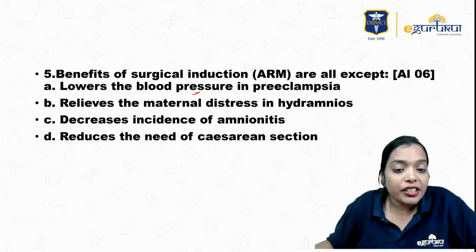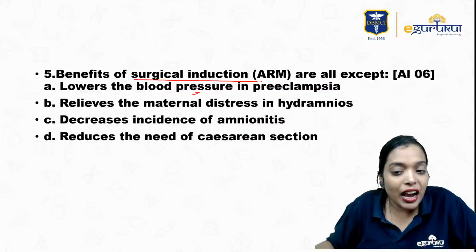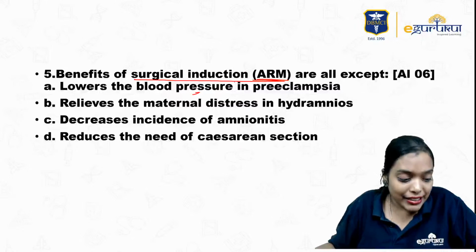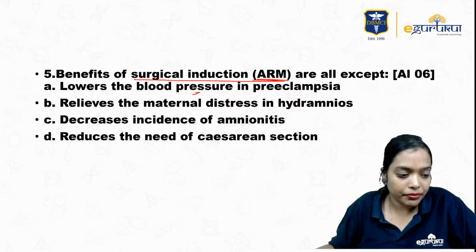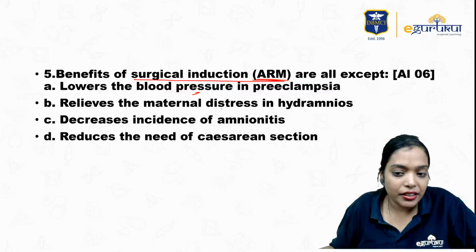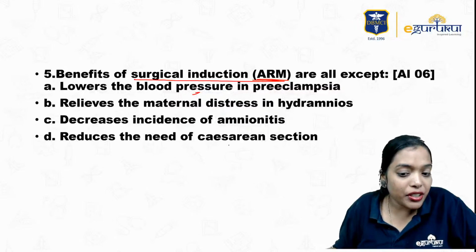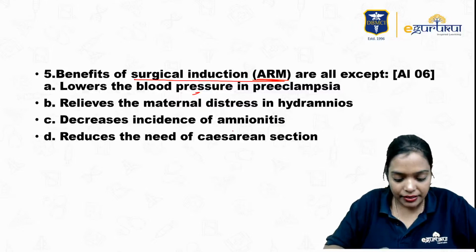Benefits of surgical induction, that is artificial rupture of membranes, are all except: lowers the blood pressure in preeclampsia, relieves the maternal distress in hydramnios, decreases the incidence of amnionitis, reduces the need for cesarean section.